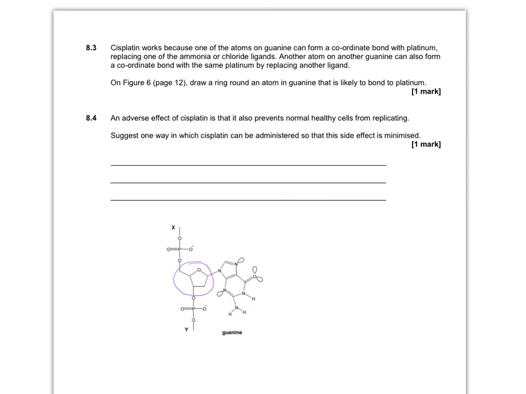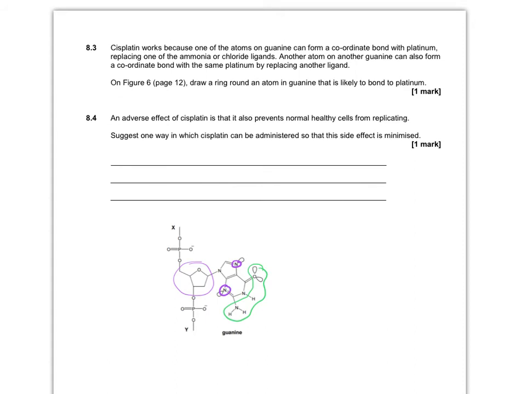Cisplatin works because one of the atoms on guanine can form a coordinate bond with platinum, replacing one of the ammonia or chlorine ligands. Another atom on another guanine can also form a coordinate bond with the same platinum by replacing another ligand. On figure 6, page 12, draw a ring around the atom in guanine that is likely to bond to platinum. So I've copied the image in here. These are involved in hydrogen bonds, so they're not going to be available. So the only two left with lone pairs are going to be this one or this one. If you've circled either of those, then that is the correct answer.